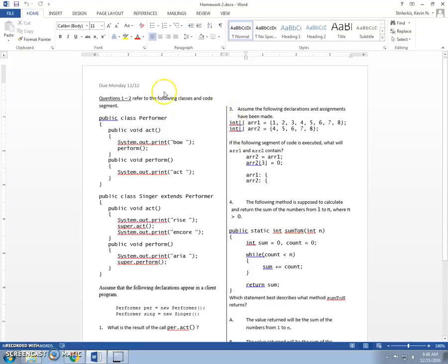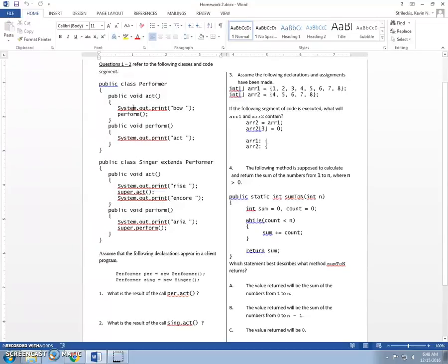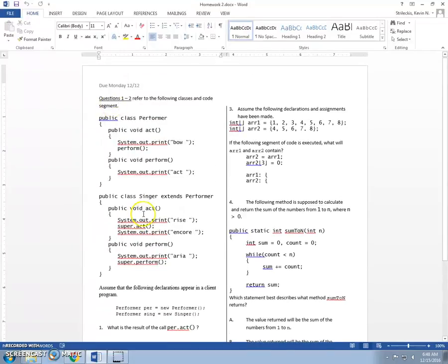So let's talk about that homework. All right, problem number one gives us two classes, one called performer and one called senior. Senior extends performer, which means it inherits from it. Therefore, senior is the subclass or child class, and performer is the super or the parent.